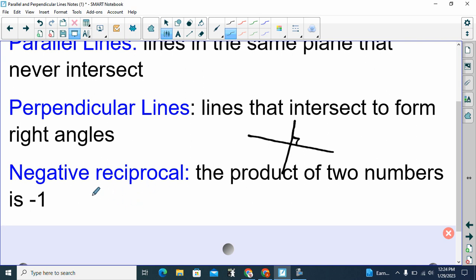So if I have a number of 2/3, the negative reciprocal or the opposite reciprocal, this one's positive, so this one's going to be negative. And instead of 2/3, the reciprocal would be 3/2.